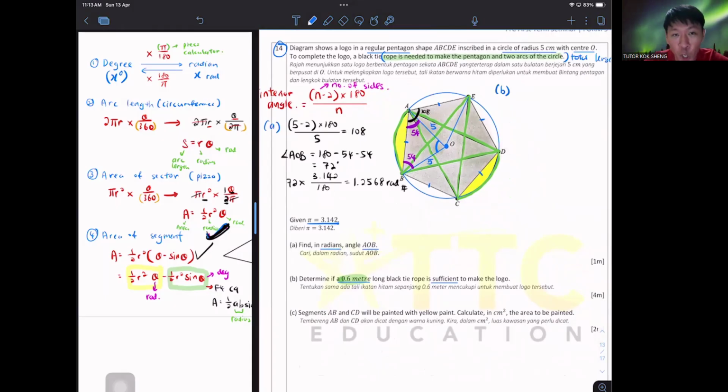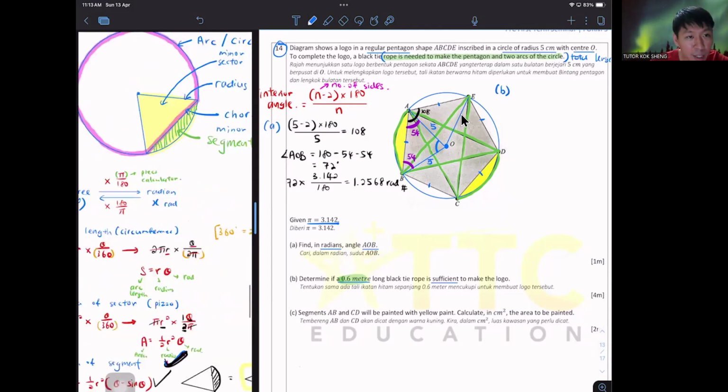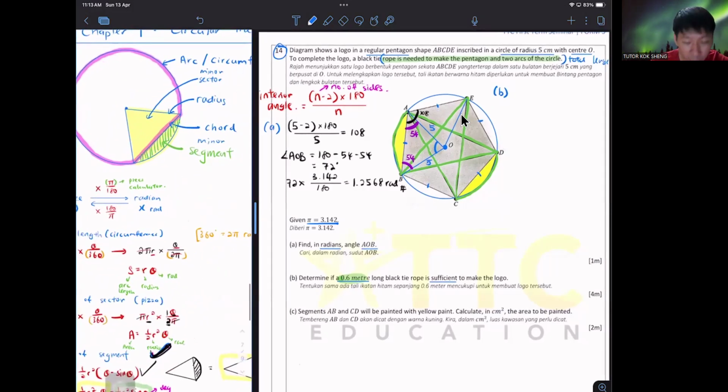But you see carefully, each of the straight lines here actually represents a chord. Yeah, each of the straight lines we call a chord. Not the segment, so don't find the segment area. We're finding the chord, the straight line length. And this is also not the arc length. It's a straight line, okay? So you can refer to one of the triangles.